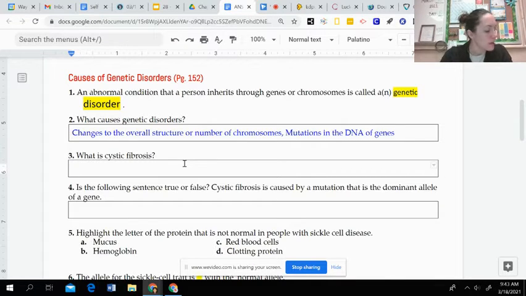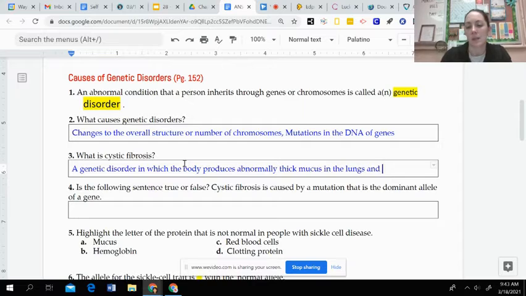And what is cystic fibrosis? It's a genetic disorder in which the body produces abnormally thick mucus in the lungs and intestine. Okay, then is the following sentence true or false? Cystic fibrosis is caused by a mutation that is the dominant allele of the gene. If you read through that little cystic fibrosis paragraph, it is going to be false.